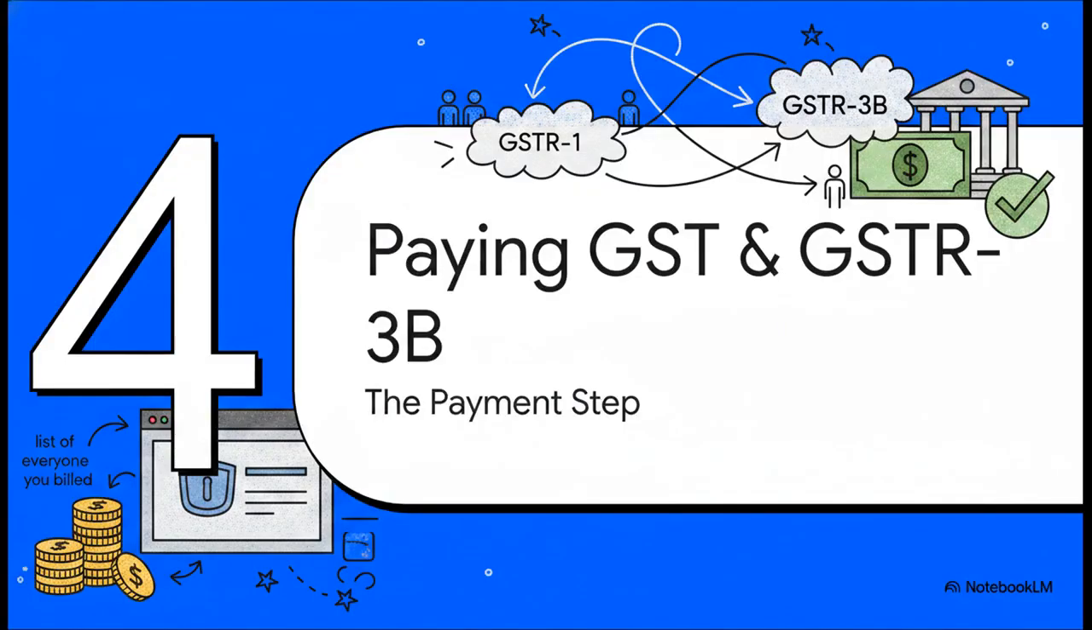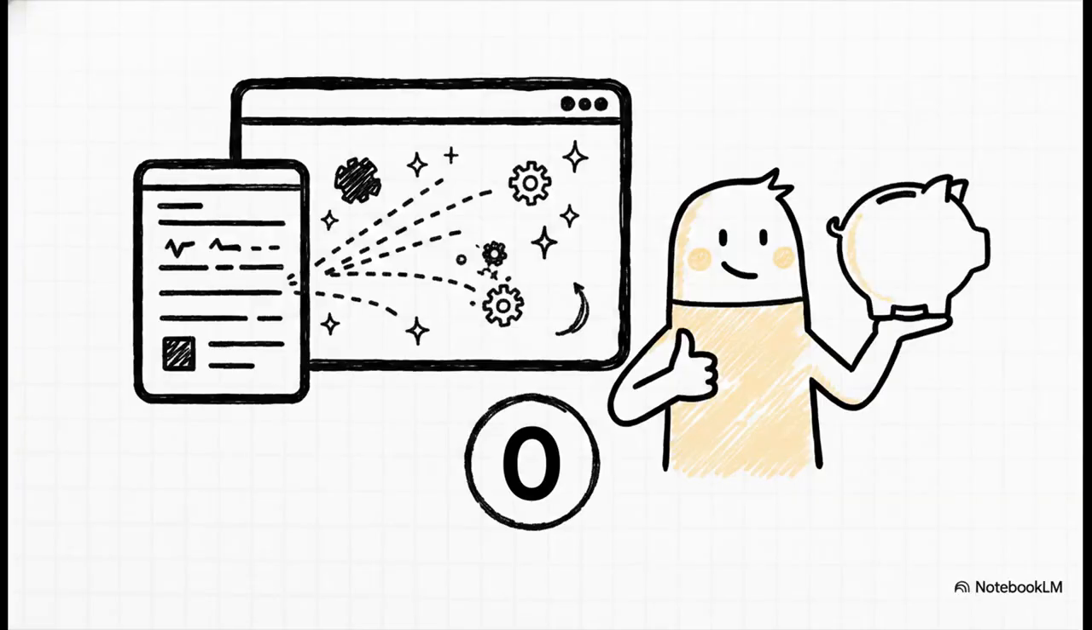Moving to Section 4, Paying GST and GSTR 3B. With GSTR1 finished, the government officially has the list of everyone you billed. Now for the most important step, actually paying up. When you click Prepare Online for GSTR 3B, you're going to immediately notice something incredibly helpful. Section 3.1, which details your outward supplies, will be fully auto-populated from the GSTR1 you just filed. All you have to do is verify the numbers match.